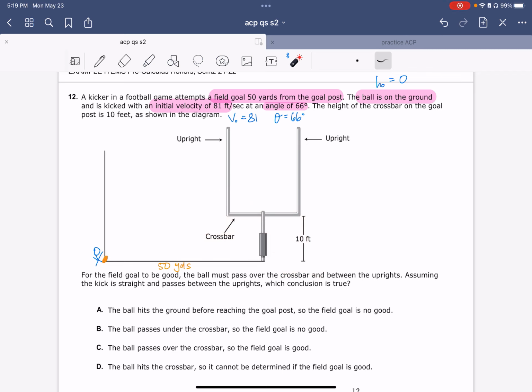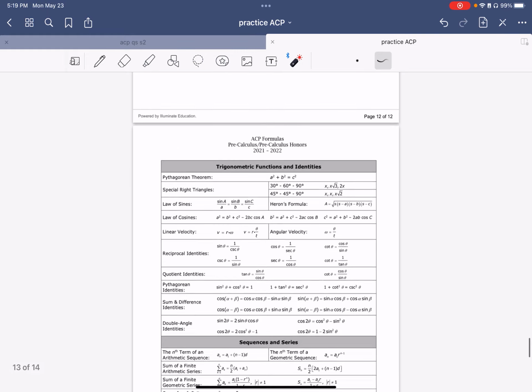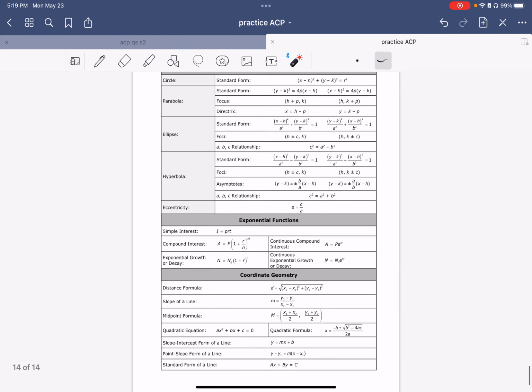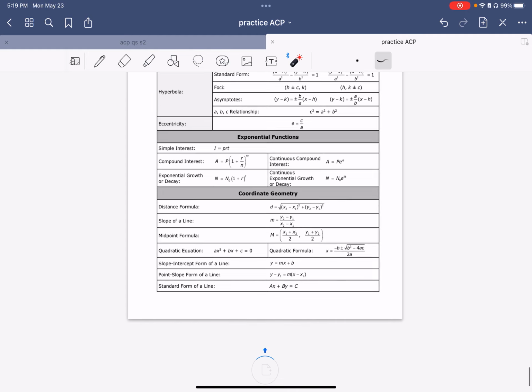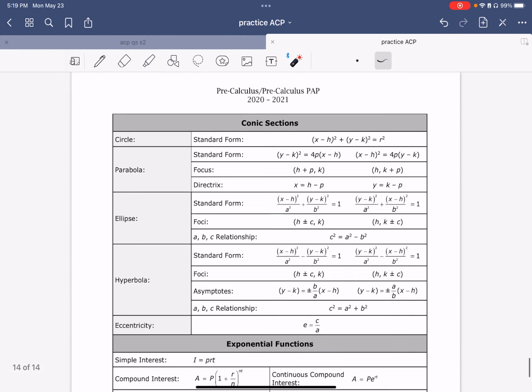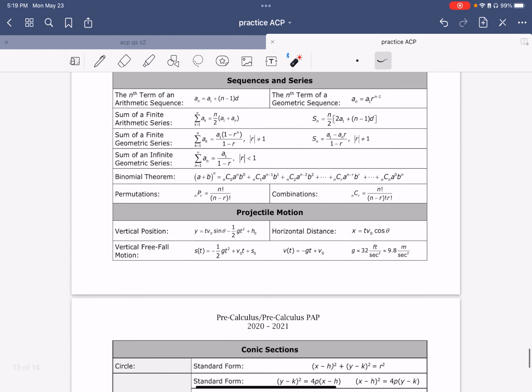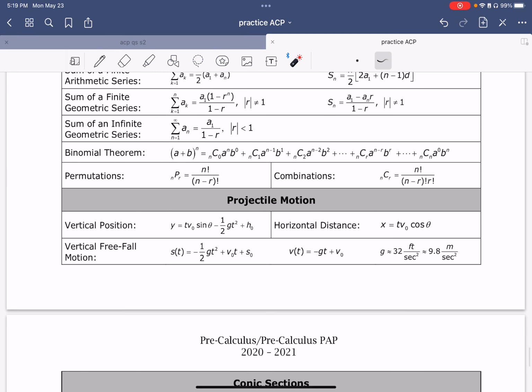So how are we going to figure this out? We have these variables: initial height, initial velocity, and an angle. Let's say you're taking the test and you have no idea what to do. Analyze your formula chart until you see something that has those variables: initial height, initial velocity. I already know where it is, that's why I'm looking so fast. But it's projectile motion, okay? So we're going to do the vertical position and the horizontal distance.